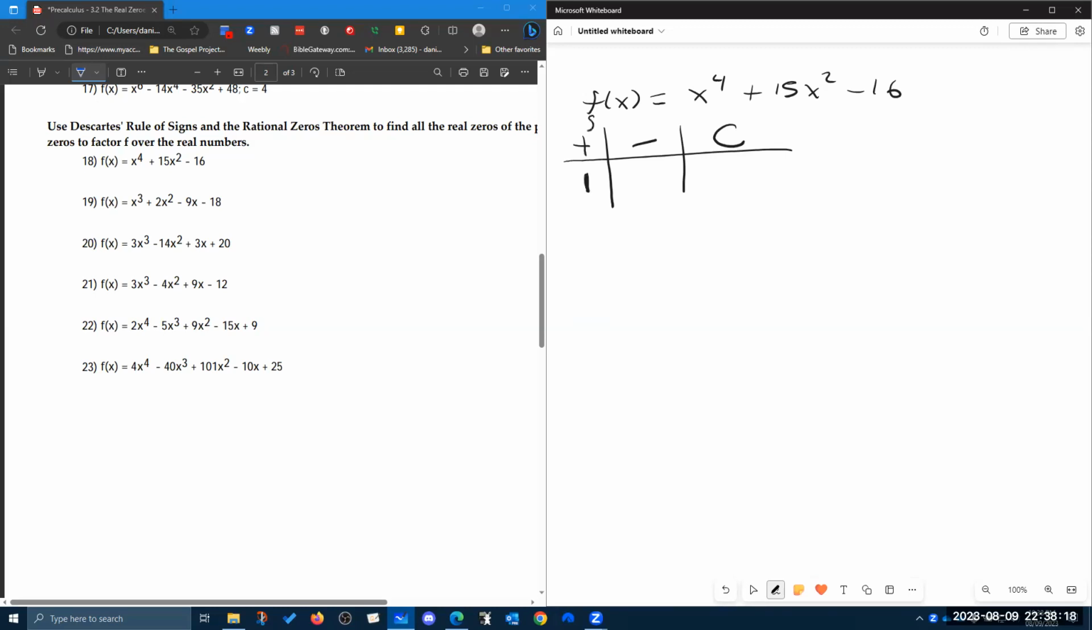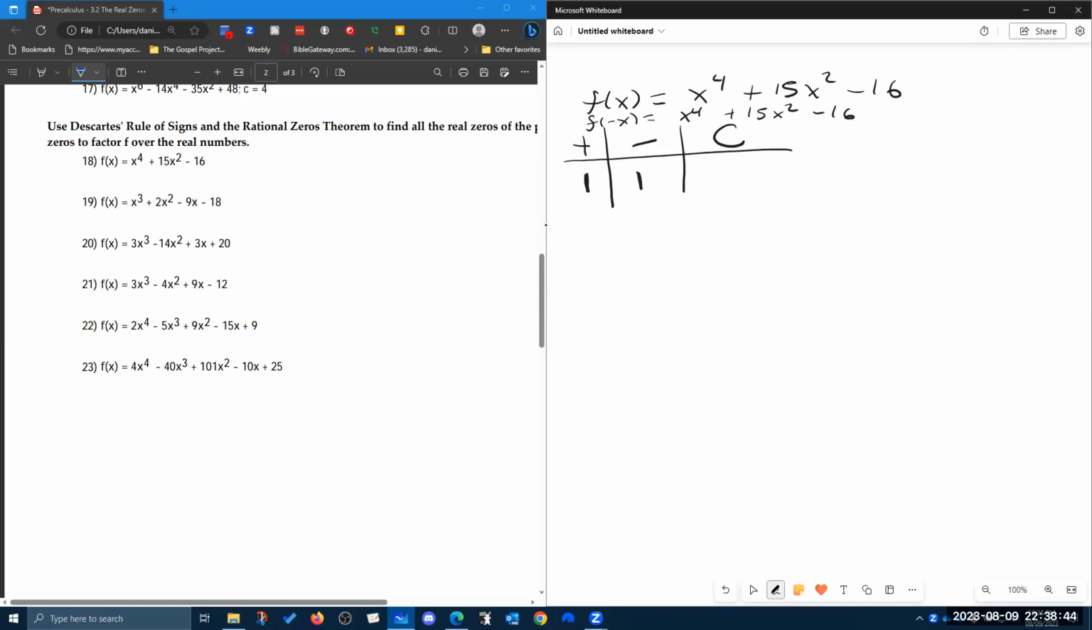Then I'm going to find f of negative x. Negative x raised to the fourth is still going to be x to the fourth, and negative x squared is still going to be x squared. So the number of sign changes in f of negative x is what starts off in my negative column here.